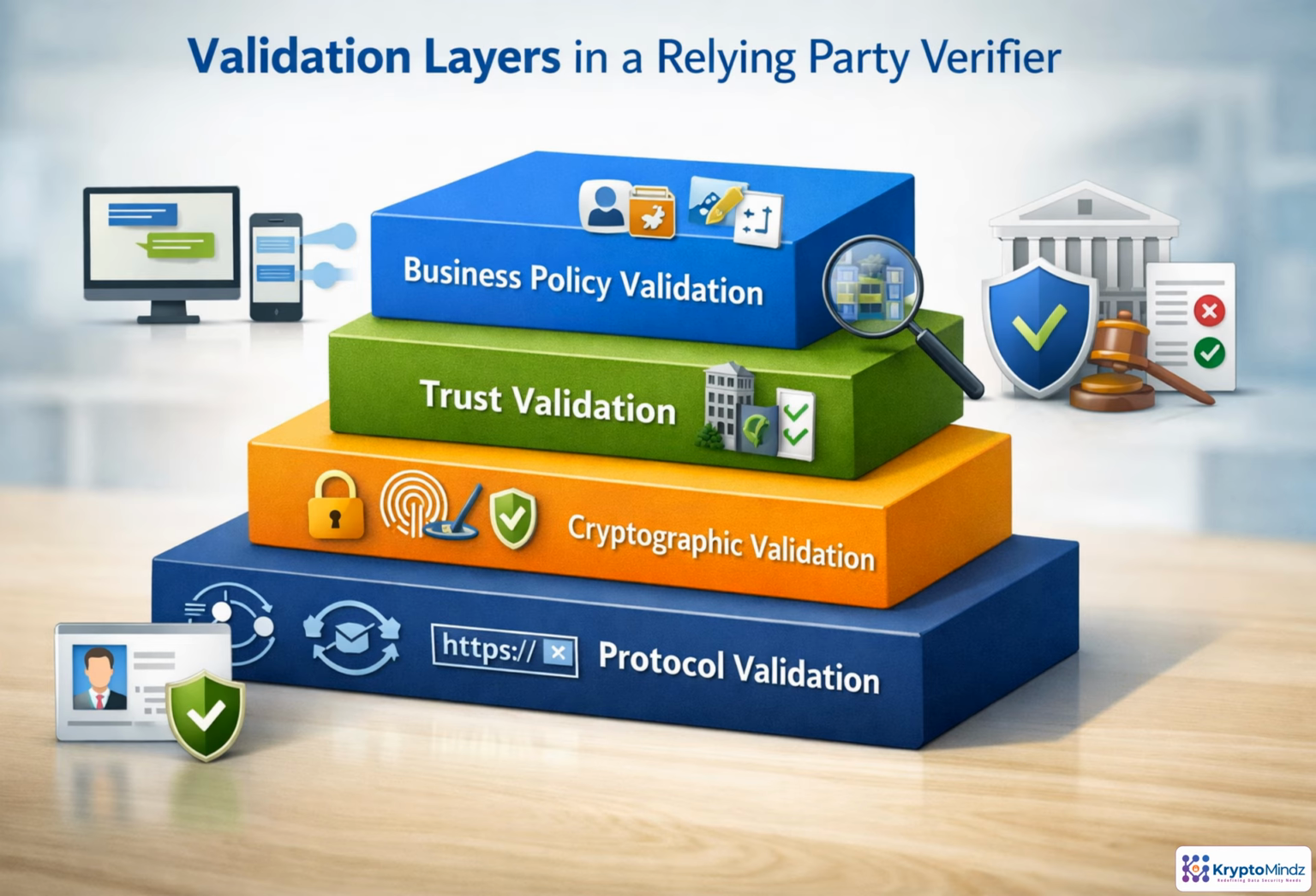Think of a relying party verifier as a stack of filters. Protocol validation checks the request and response shape, nonces, audience, and redirect handling. Cryptographic validation proves the signatures, algorithms, and keys are sound. Trust validation asks whether we actually trust this issuer and credential type. And business policy validation enforces what your organization cares about: age limits, jurisdictions, freshness, assurance levels, and KYC rules.